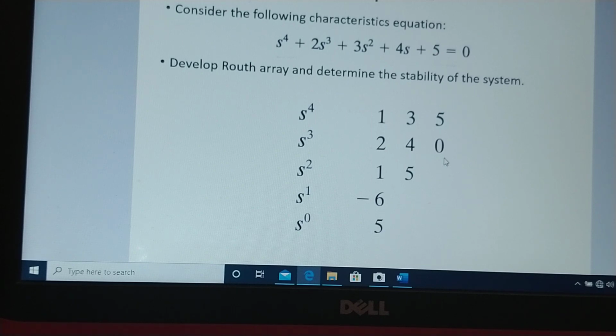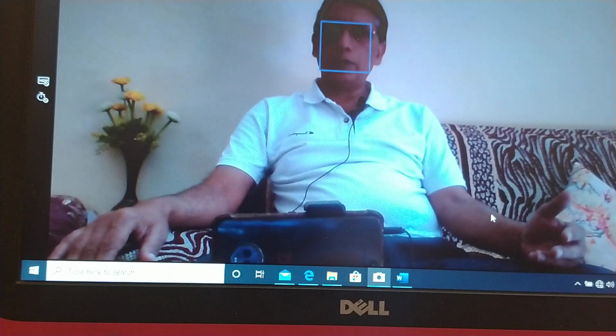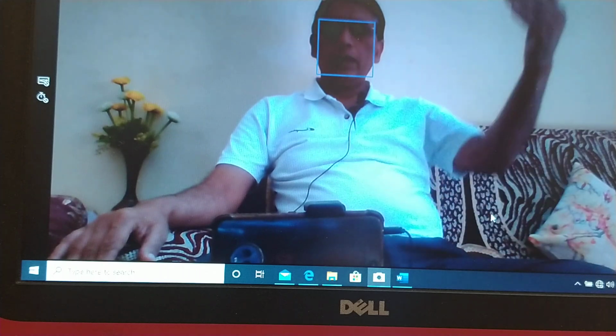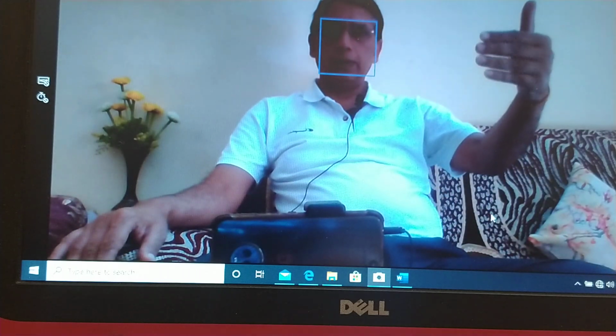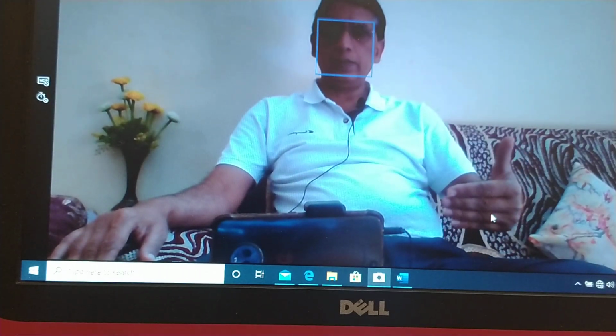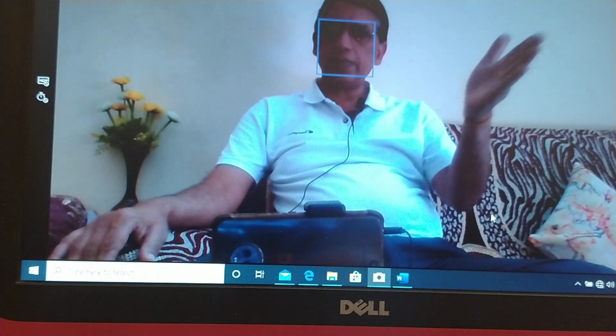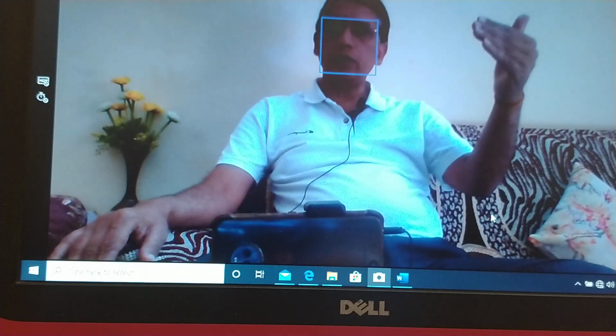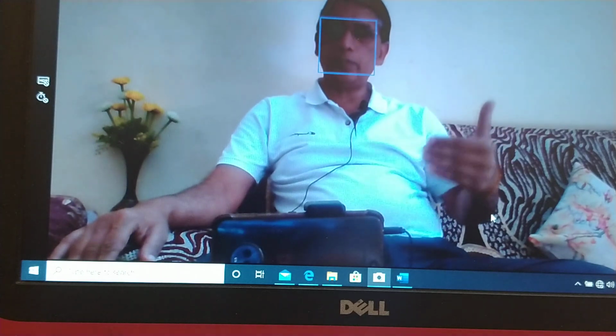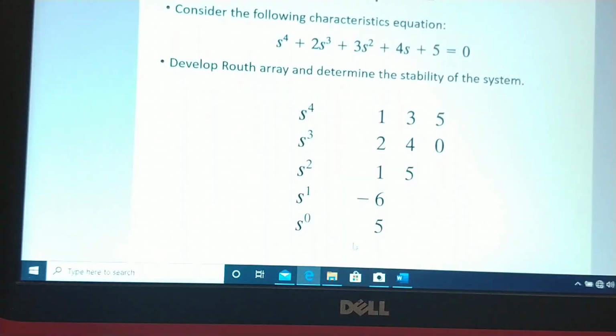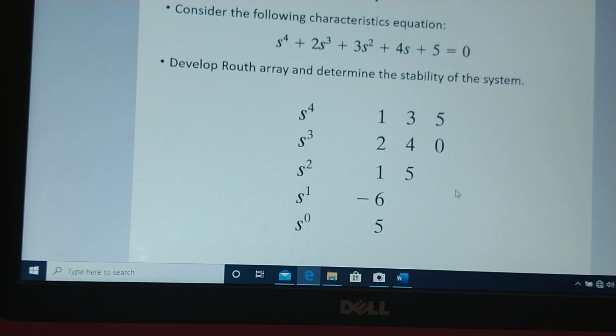Now, what is the beauty of the Routh Hurwitz criteria? As we go down in the decreasing order of s, we see that the number of coefficients keeps on reducing and zeros go on increasing. Please note, here the coefficients were highest, and as you go down the coefficients reduce, but zeros keep on increasing.